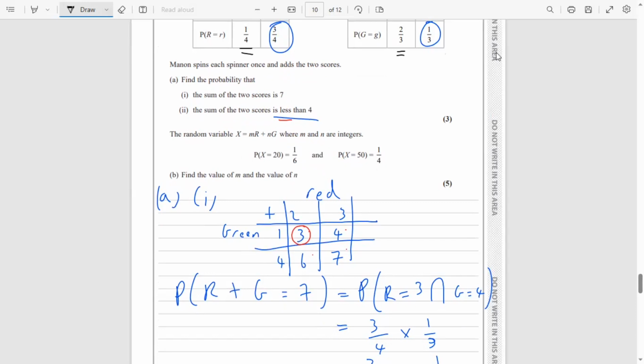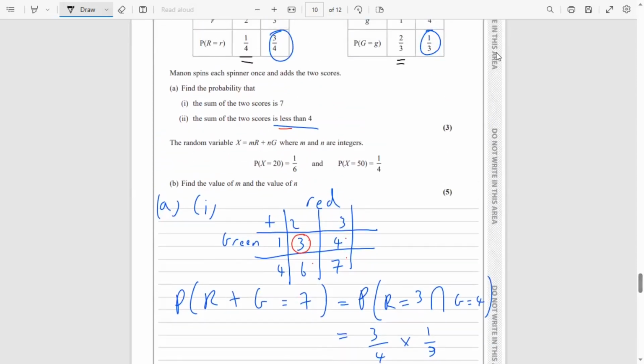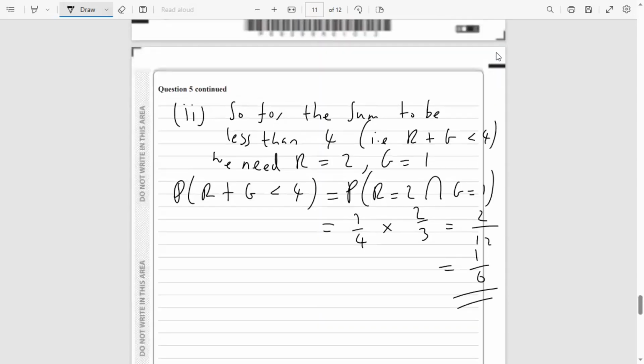So we've got 2 probabilities here. We've got the probability that x equal to 20 is 1 over 6, and we've got the probability that x equal to 50 is 1 over 4. So we actually want to find a value of m and a value of n. Okay, so how could we do this? I guess one way to start would be to, instead of writing an x there and an x there, just substitute in this expression there. So we'll do this down here.